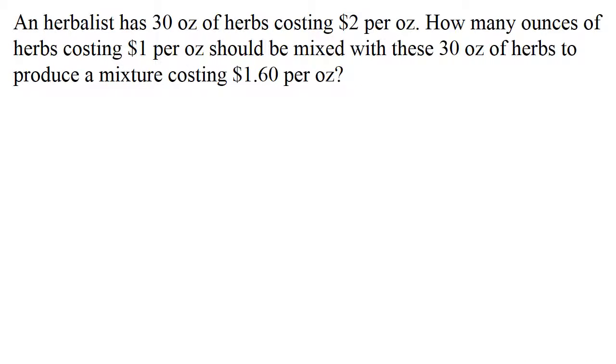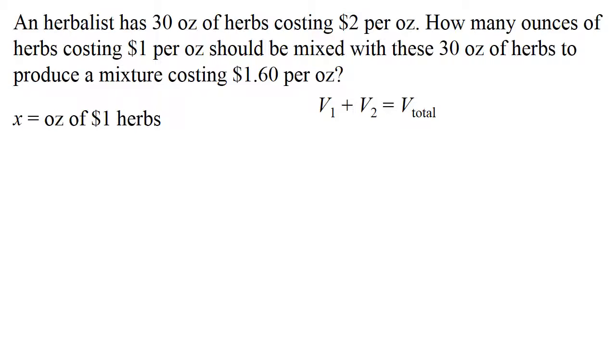Alright, an herbalist has 30 ounces of herbs that cost $2 per ounce. How many ounces of herbs costing $1 per ounce should be mixed with these 30 ounces of herbs to produce a mixture costing $1.60 per ounce? So what are we looking for? How many ounces of the $1 herbs?